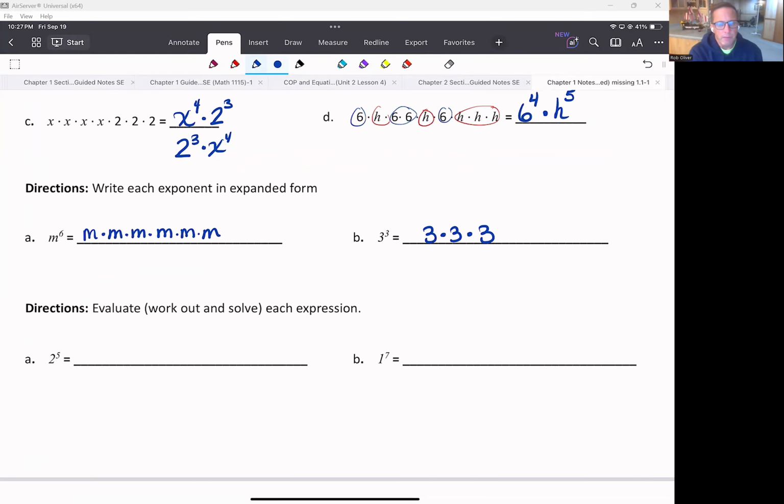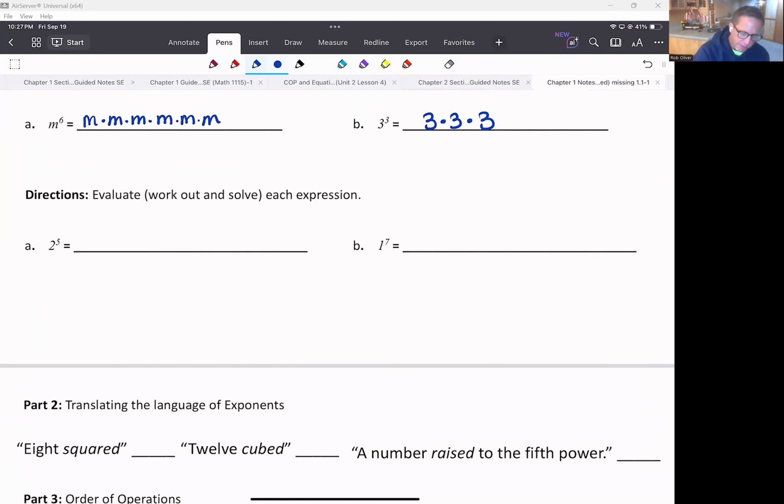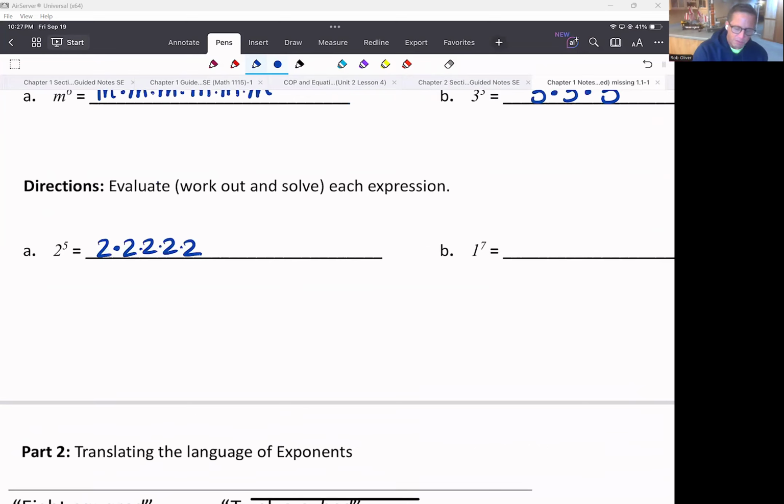Now for this one, we want to actually work it out. So 2 to the 5th power means, let's expand it first: 2 times 2 times 2 times 2 times 2, which is not 10, right? So 2 times 2 is 4. I can break it up. I have 4 times 4, and I'll drop down this 2. 4 times 4 is 16, and then 16 times 2 is 32.